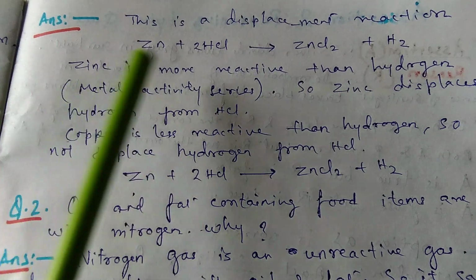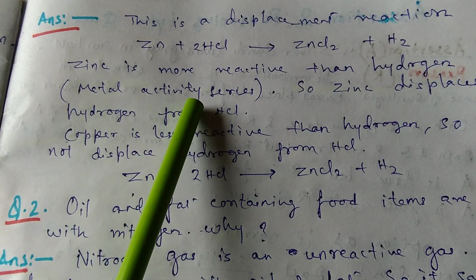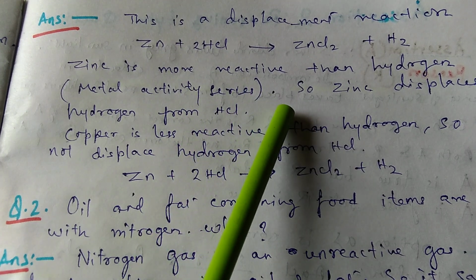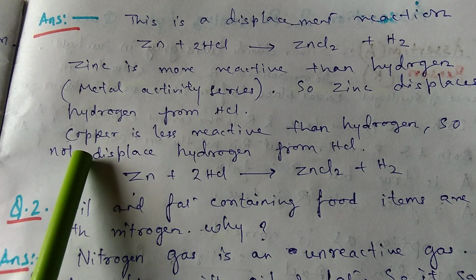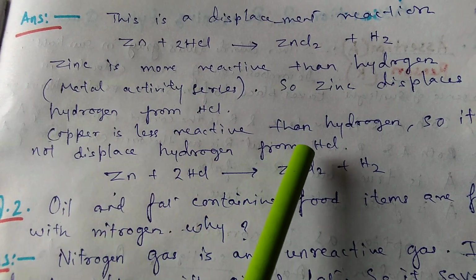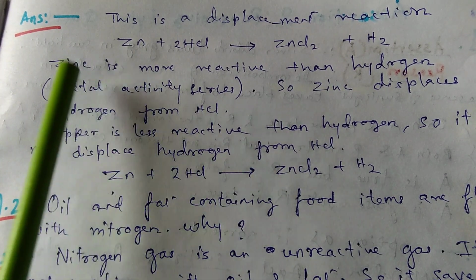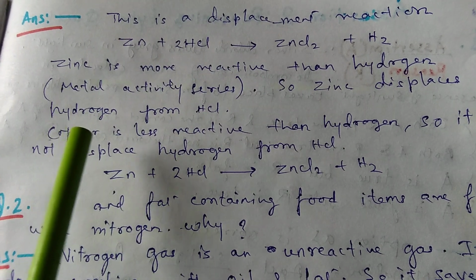Why? Because zinc is more reactive than hydrogen. In the metal activity series, zinc is above hydrogen. That means it is more reactive than hydrogen. Any metal more reactive than hydrogen can displace hydrogen from its compound. But copper is less reactive than hydrogen, so it cannot displace hydrogen from its compound. So zinc can react with HCl to displace hydrogen, but copper does not.